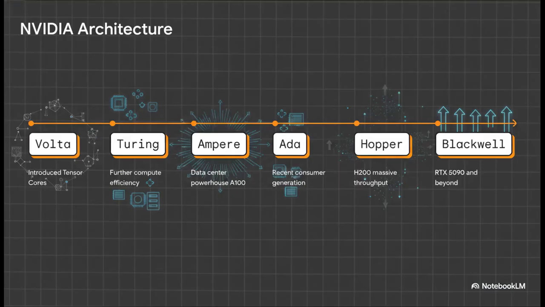Now looking at NVIDIA's architectural timeline, you can see this clear progression from Pascal through Volta, Turing, Ampere, Ada, and now Hopper and Blackwell. And this progression isn't just about raw speed. It's a relentless evolution toward better compute efficiency. A huge part of this has been the introduction and the continuous refinement of tensor cores over the last few generations, which are specialized entirely for the specific matrix math that AI demands.